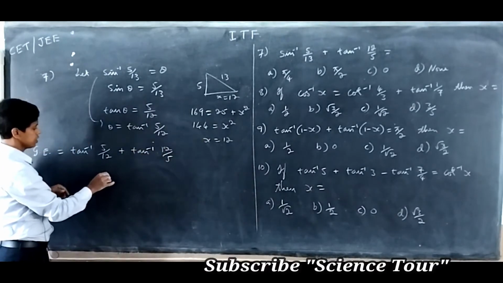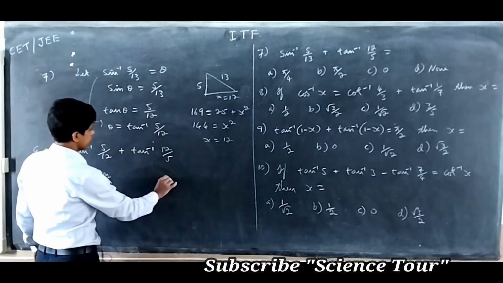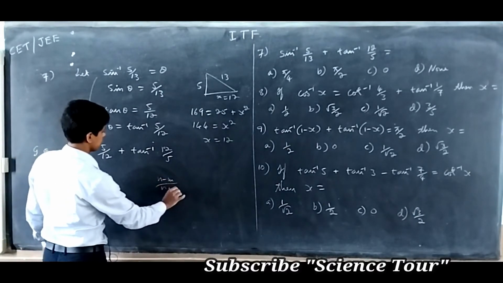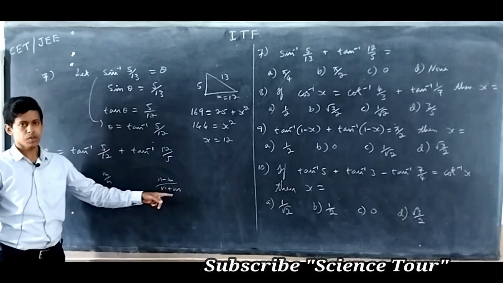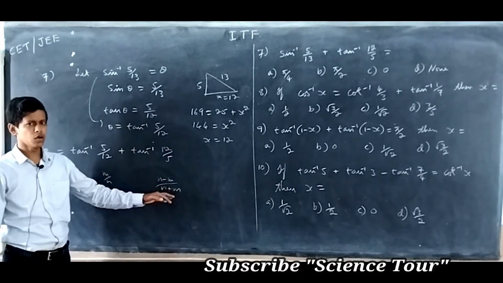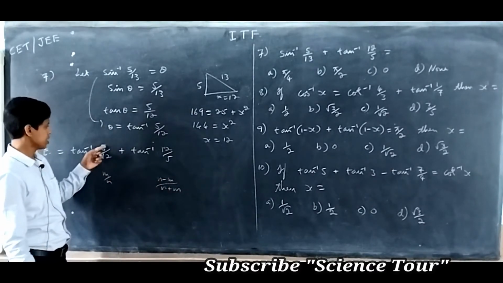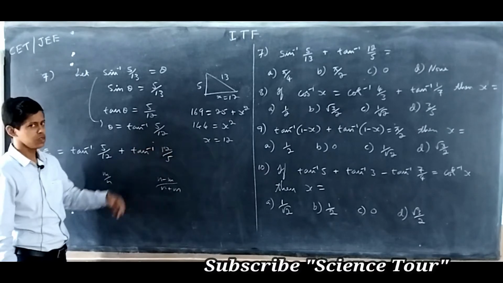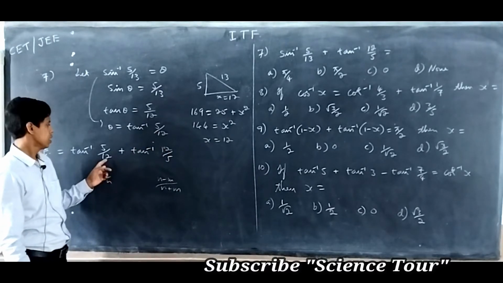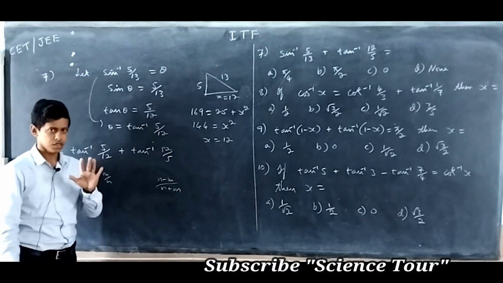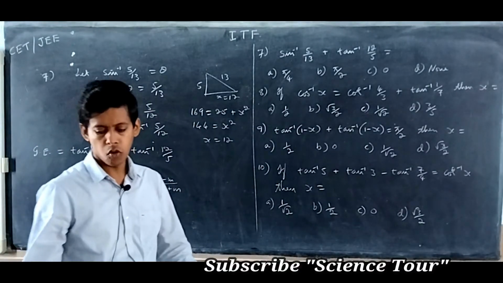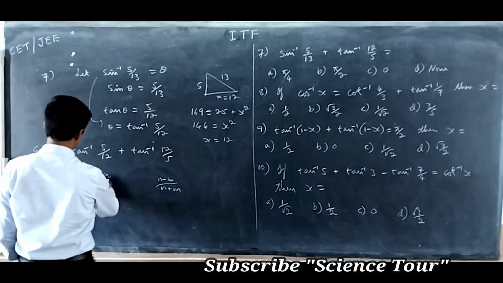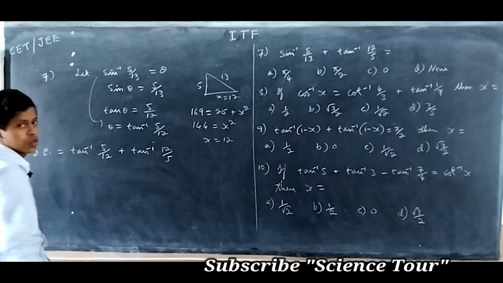Now if this is m by n, can you write this as n minus m divided by n plus m? I don't think so, because 12 minus 5 is not 12, correct, and 12 plus 5 is not 5. Understood? So the answer is not pi by 4. So what is it?